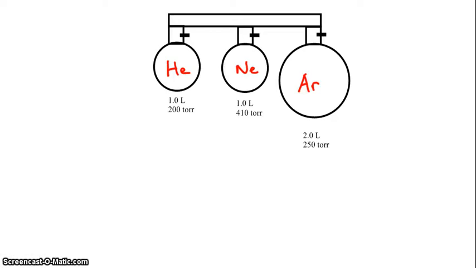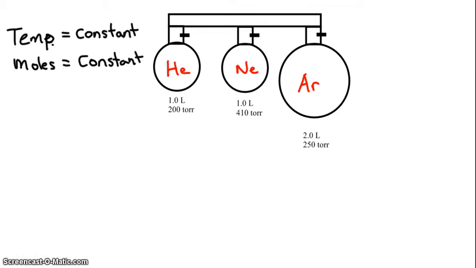Problem number 1. Consider the 3 flasks in the figure. Assume that the connecting tubes have no volume and the temperature is held constant. A. Calculate the partial pressure of each gas when all stopcocks are open. B. Calculate the total pressure when all stopcocks are open.